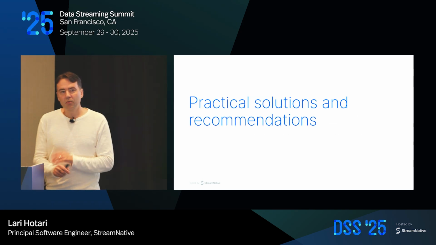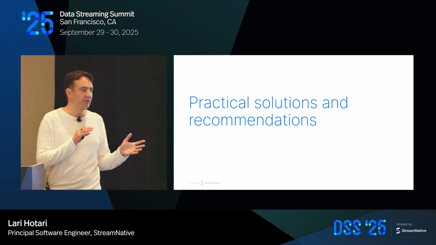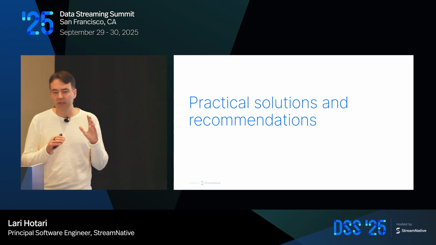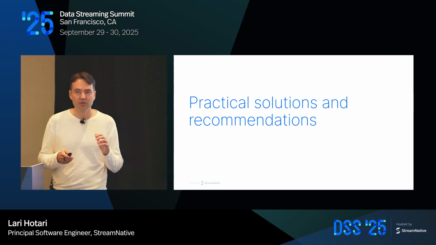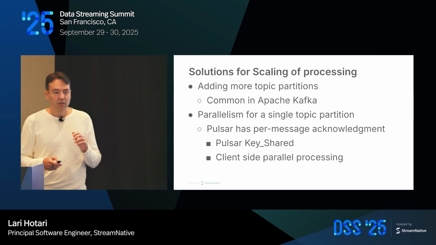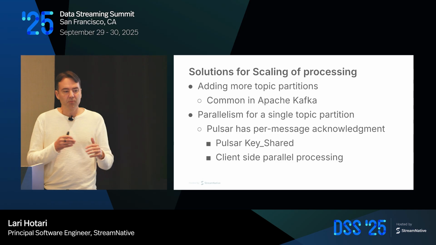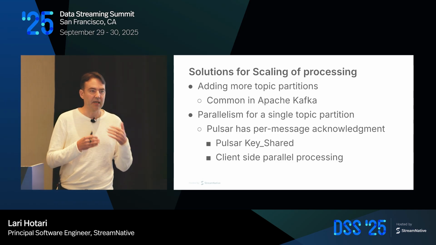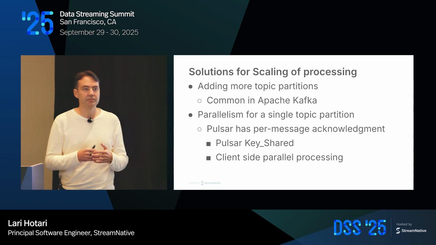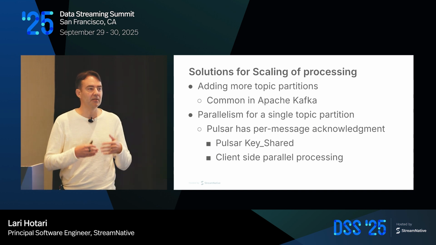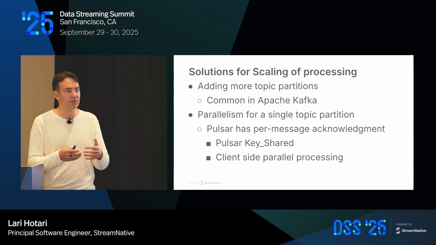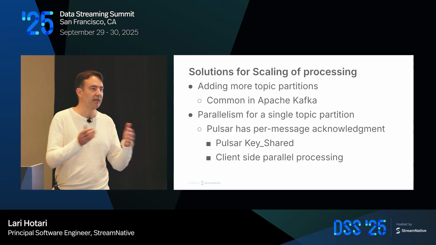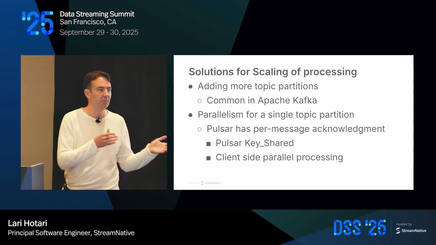So then I presented these challenges, and now we'll look into some practical solutions and recommendations to solve these. For scaling up processing, one of the common practices is just adding more topic partitions. Obviously, all these decisions come with trade-offs. Kafka has its own trade-offs where data has to be moved around and rebalanced.